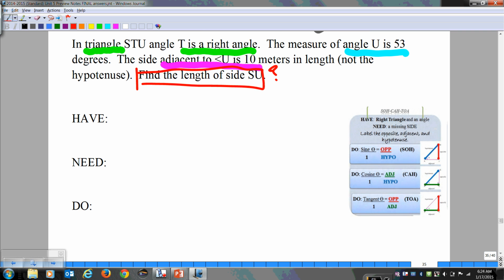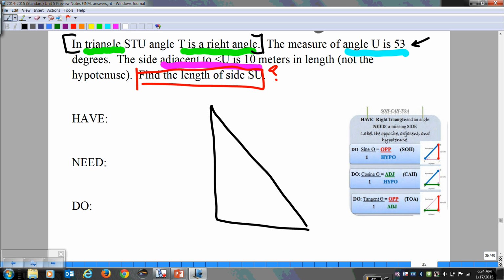Do not allow your brain to shut down just because this is more than 5 words. What I recommend is you do something called chunking. You just take it one little piece at a time. Follow along. I'm going to do this one with you. So I just look in a triangle STU. T is a right angle. Ready? I'd like you to take 10 seconds and label that triangle.